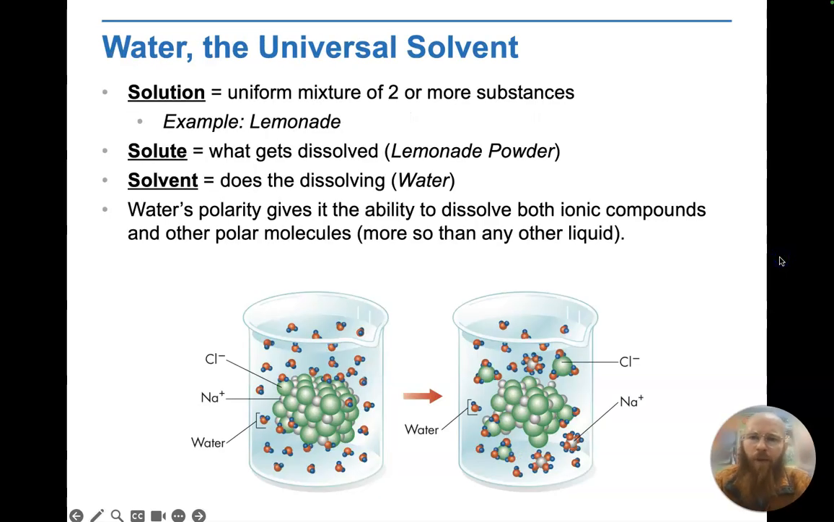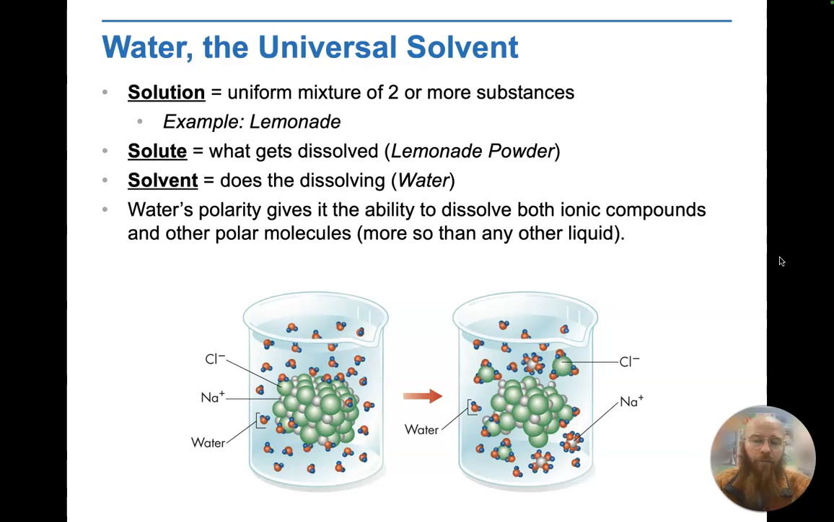And then finally, we're going to wrap up with water as a universal solvent, okay? And in order to know what that means, this is going to require a couple of key terms. So first key term would be that of a solution. When I refer to a solution, this is going to be a uniform mixture of two or more substances. A good example would be lemonade.